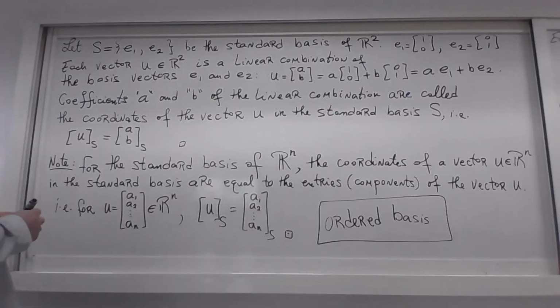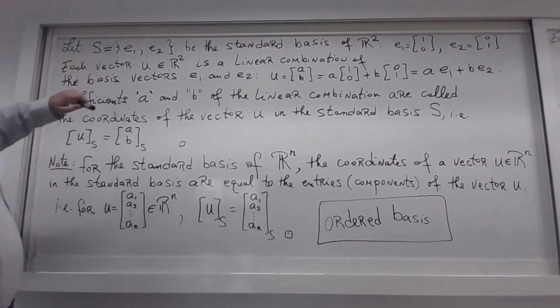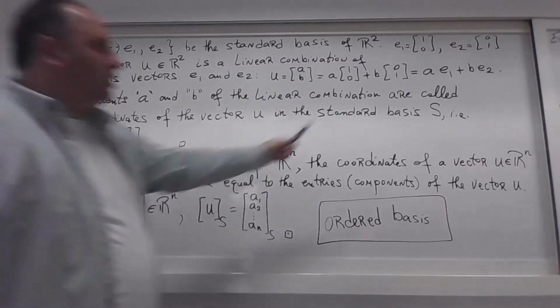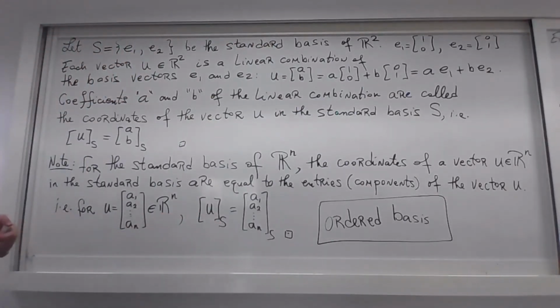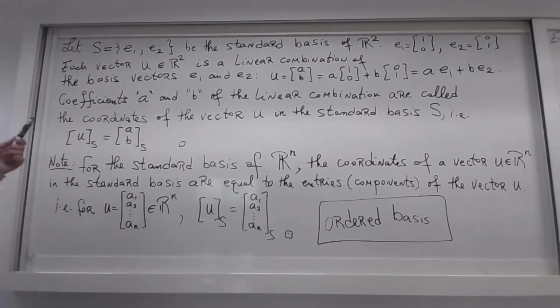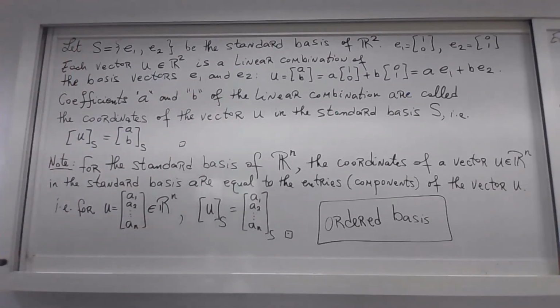Now we consider an example. The easiest one is R2. So we have linear space R2 and the standard basis E1, E2, which are just the vectors (1, 0) and (0, 1). That's the standard basis for R2. Obviously, the standard basis for R3 will be (1, 0, 0), (0, 1, 0), (0, 0, 1). Those are the standard basis vectors. So we know by definition that each vector in R2 is a linear combination of basis vectors. So it's a linear combination of E1 and E2.